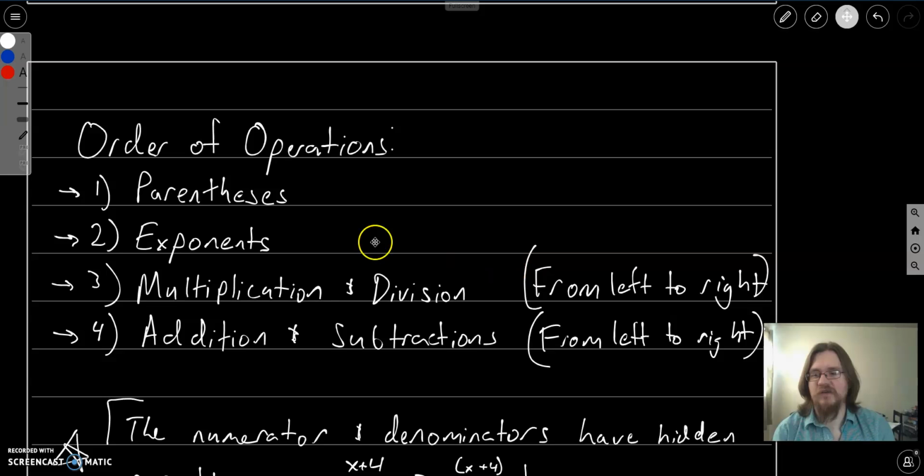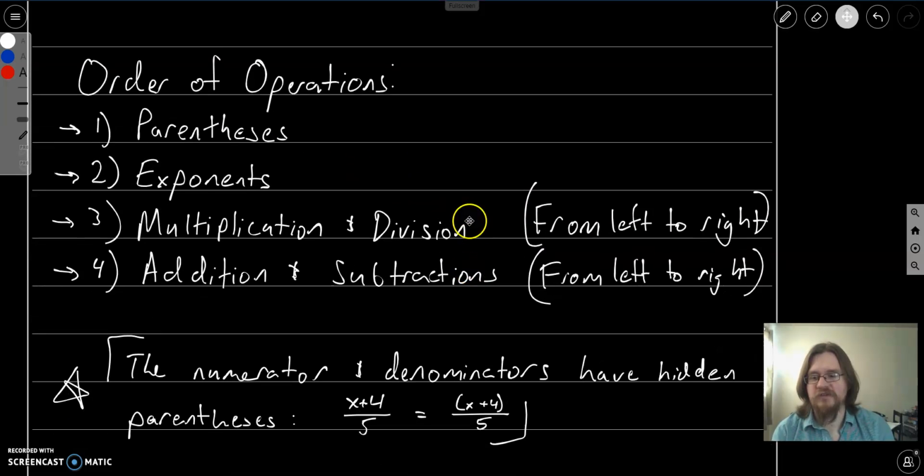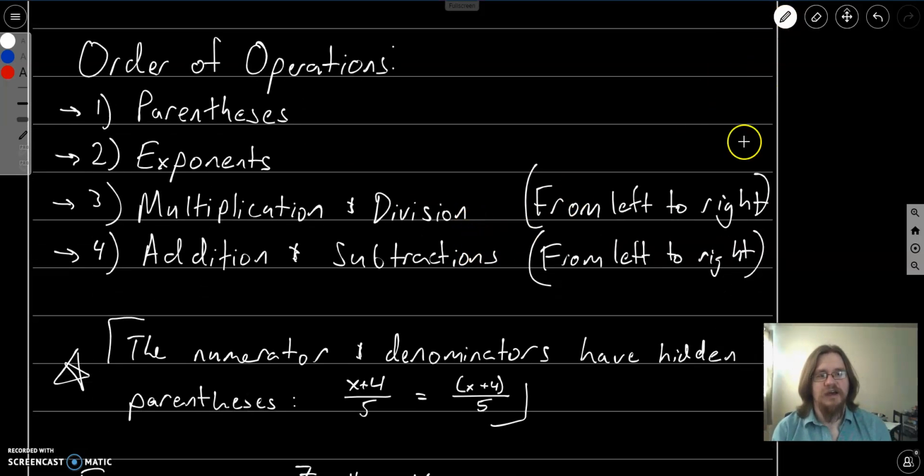So here again we saw our order of operations. One thing to note is that if we have fractions, the numerator and denominator, the top and bottom of the fractions, have some hidden parentheses. So if you ever see a fraction, you can put parentheses around the numerator, around the top, and around the bottom. And this is more or less what the fraction should be. We won't see this now, but it may come up later. So it's just something to be aware of. There are some hidden parentheses in fractions.